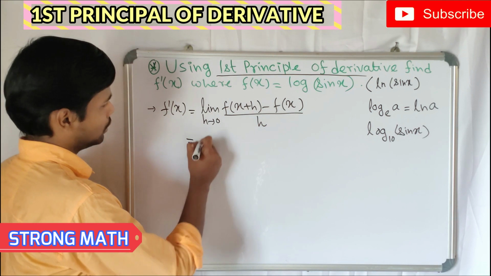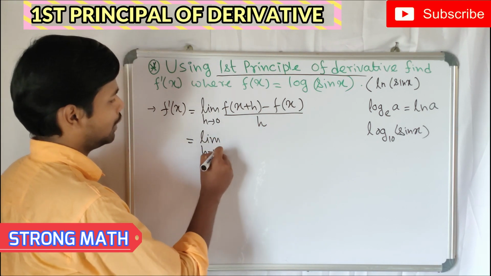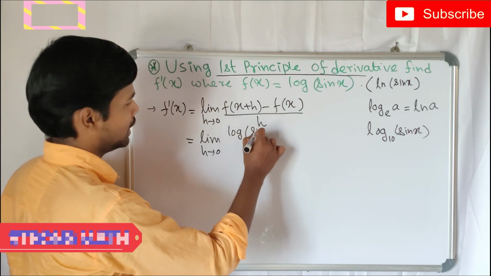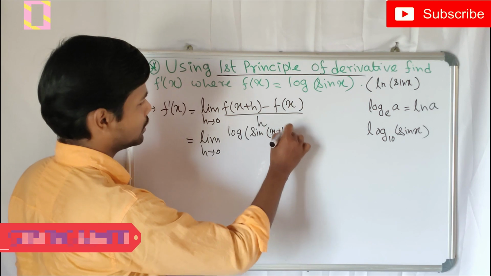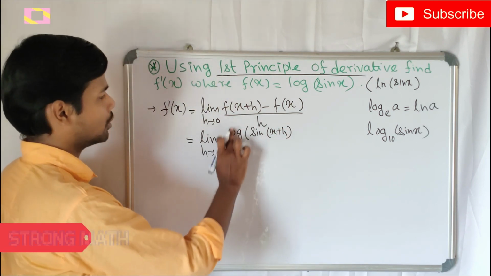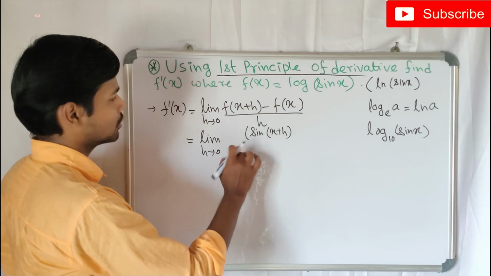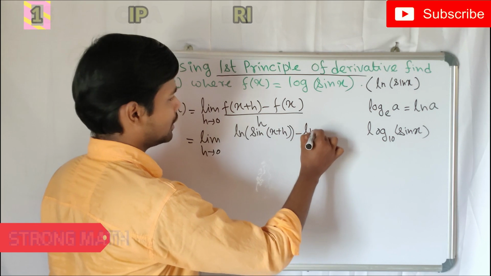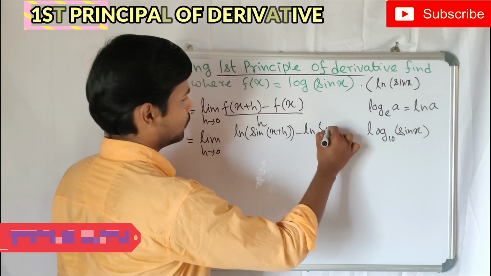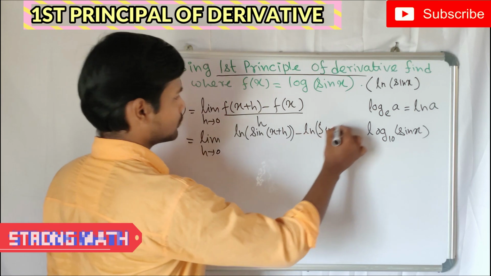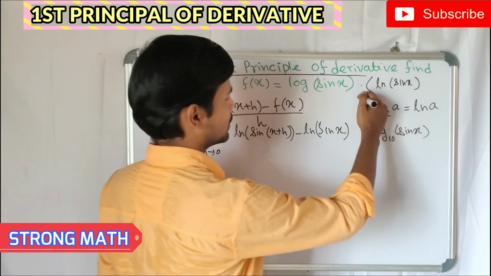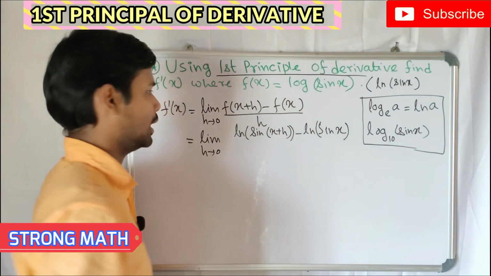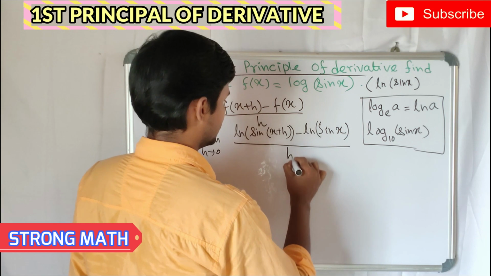So let's write the functional values. f(x+h) will be log of sin(x+h). You may write ln, natural log, because here the base is e. So let's write ln sin(x+h) minus ln sin x. ln means log base e. Log base e is the natural log and we write it ln, all divided by h.